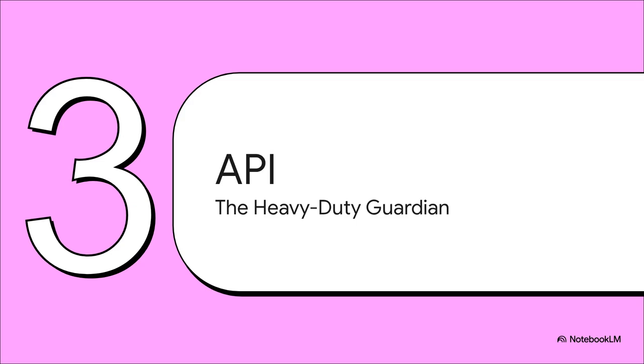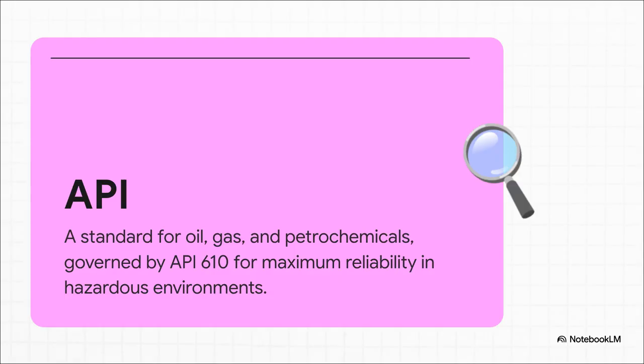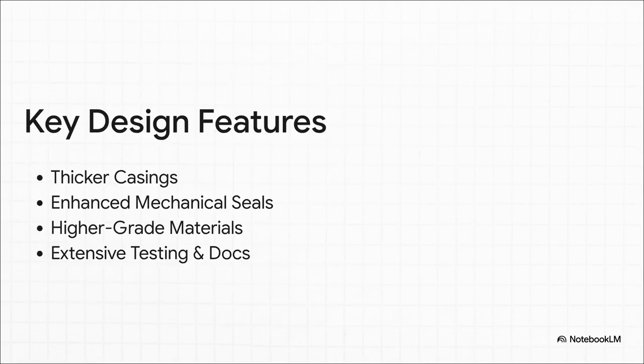Now, if ANSI is the versatile workhorse, then API is the heavy-duty guardian. This one is built for the absolute toughest, most critical jobs on the planet. API is the American Petroleum Institute, and its famous standard, API 610, is all about one thing: maximum, uncompromising reliability. These pumps are engineered from the ground up to operate in the most demanding, most hazardous environments, where failure is simply not an option. So how do they do that?